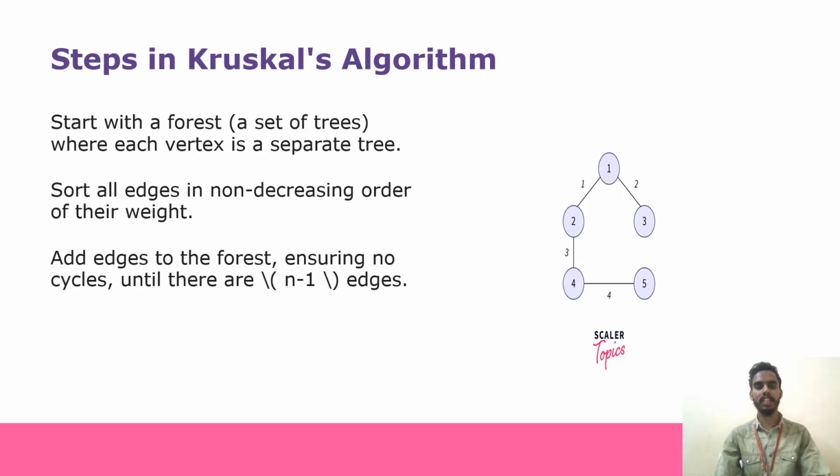In this slide, we can see the steps of Kruskal's algorithm. Start with a forest, a set of trees where each vertex is a separate tree. Sort all edges in non-descending order of their weight. Add edges to the forest, ensuring no cycles, until there are n-1 edges.